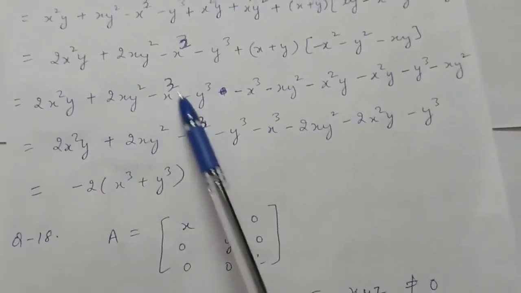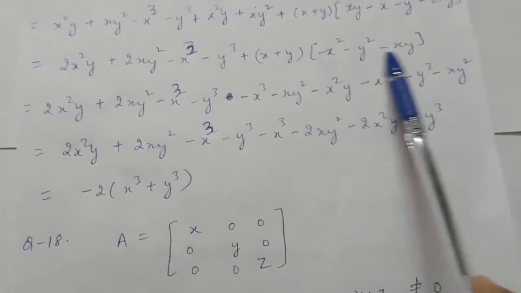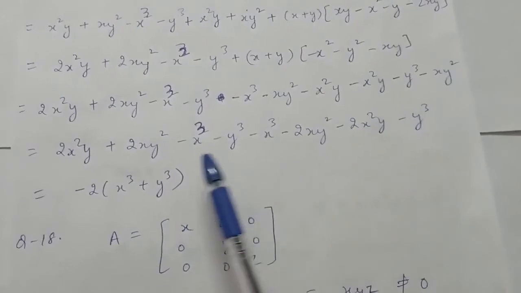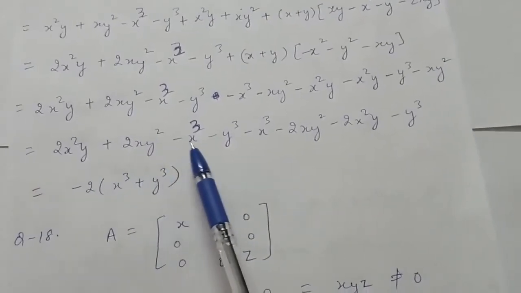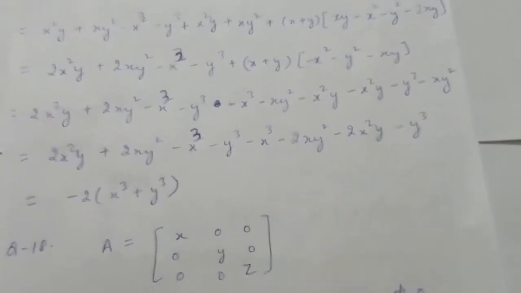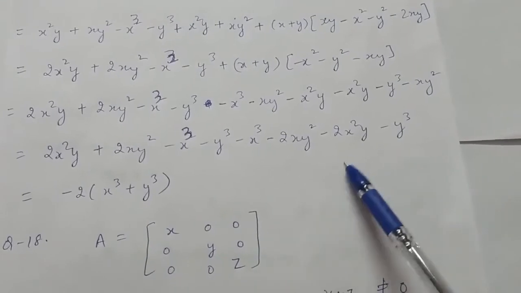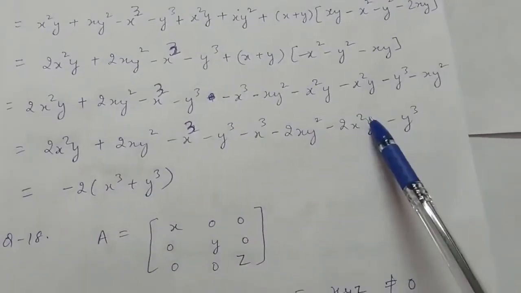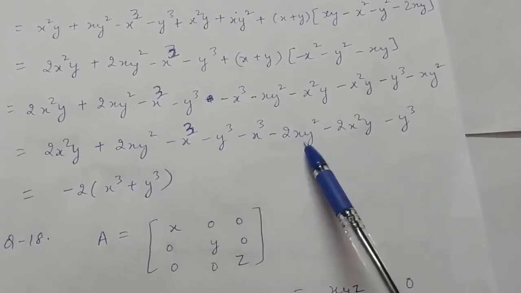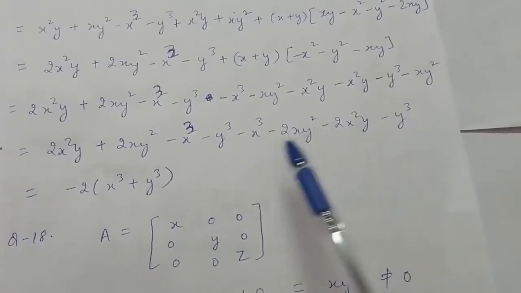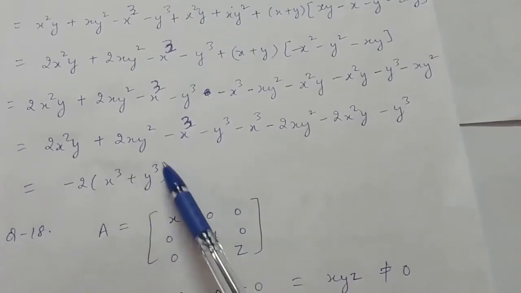Now all these four terms as it is, then multiply x plus y with this term, so you will get these terms, and when you solve it, you'll get 2x square y, 2xy square minus x cube minus y cube minus x cube minus 2xy square minus 2x square y minus y cube. So this will get cancelled. My 2x square y will get cancelled with this, and 2xy square will get cancelled with this, and here you will get minus 2x cube and minus 2y cube. So take out minus 2 common, you will get x cube plus y cube.